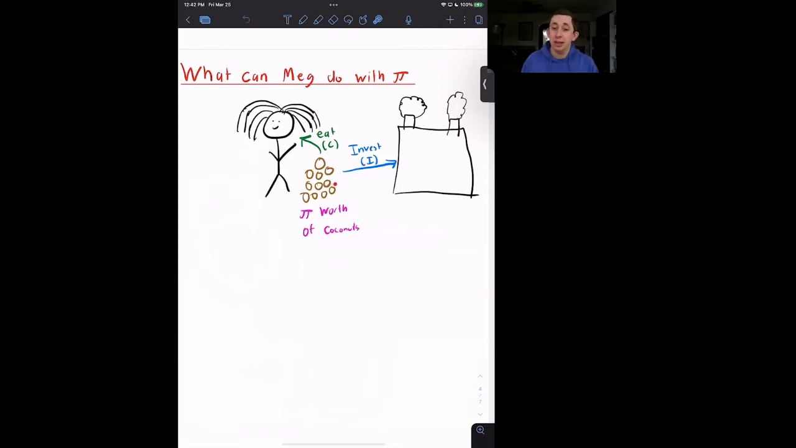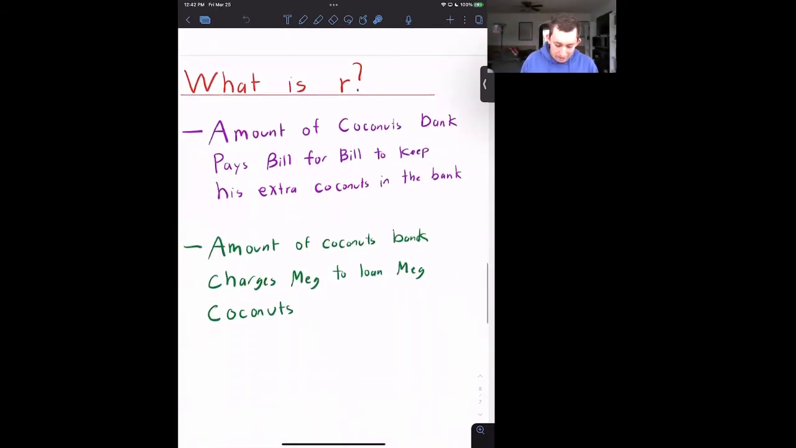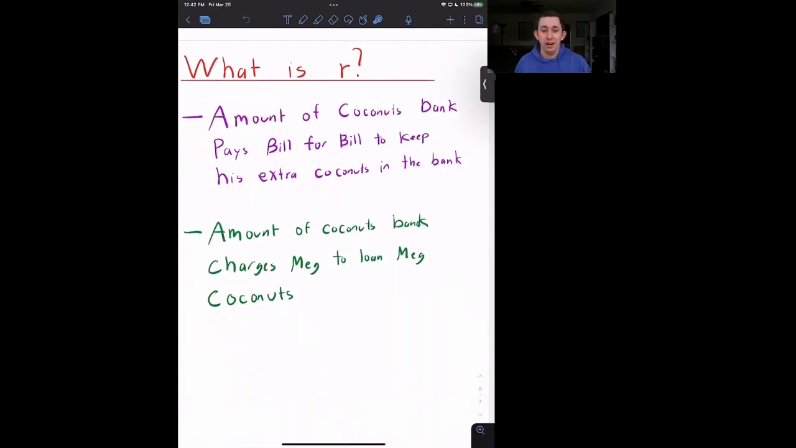She, very similarly to Bill, can either eat those coconuts or she can invest in the firm, meaning she can try and take classes on coconut picking. She could try to plant some coconuts so that she has more coconut trees to pick in the future, but some sort of investment. Now, what is the real interest rate on Bill's Island?